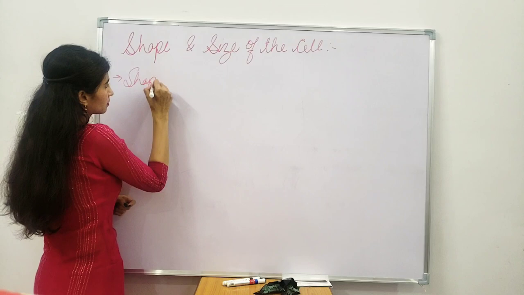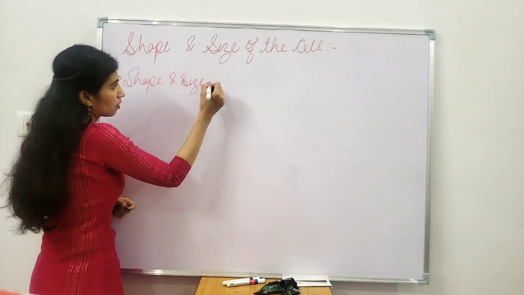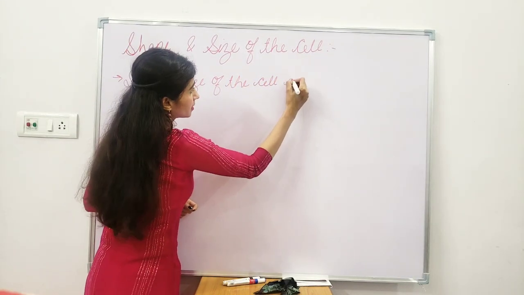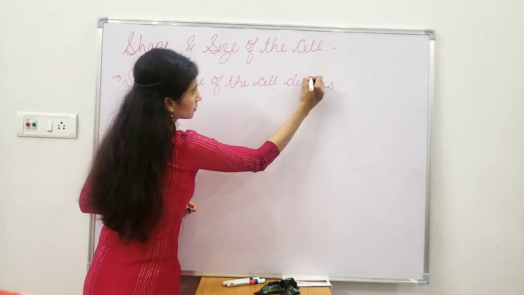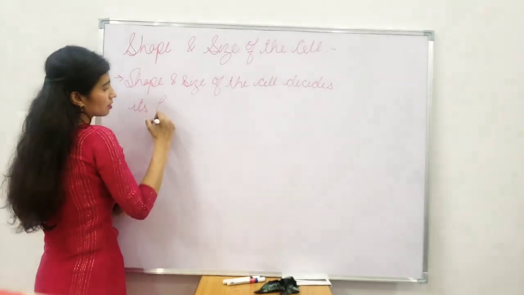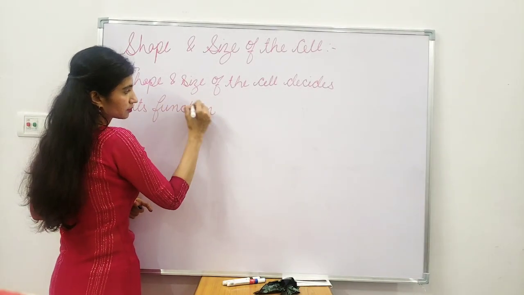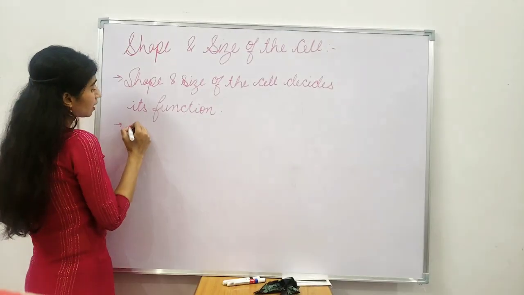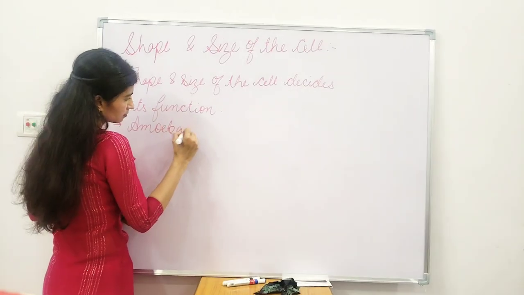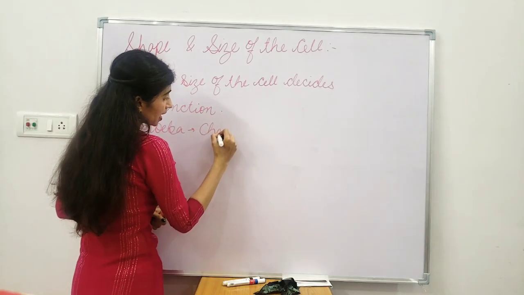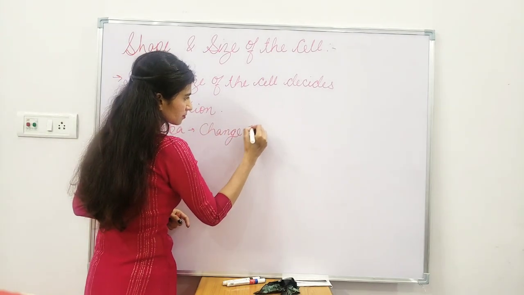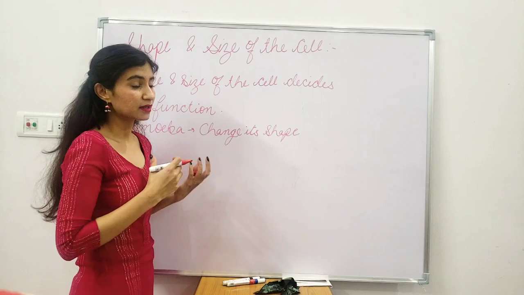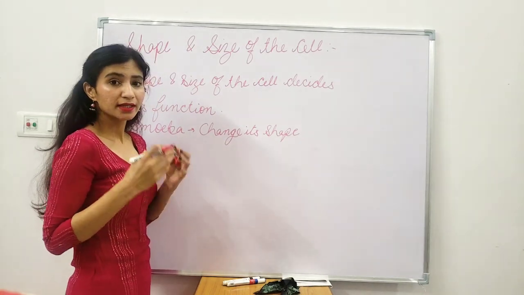Shape and size of the cell decides its function, which is very important. Second point is that, for example, if I give you amoeba, it can change its shape. If you have seen amoeba, you can see it always changes shape, like in the diagrams in your books.